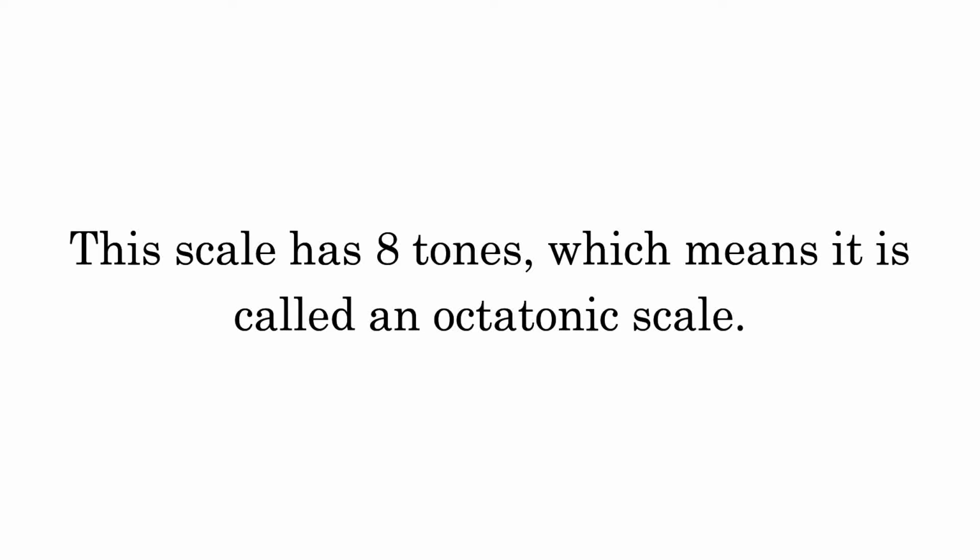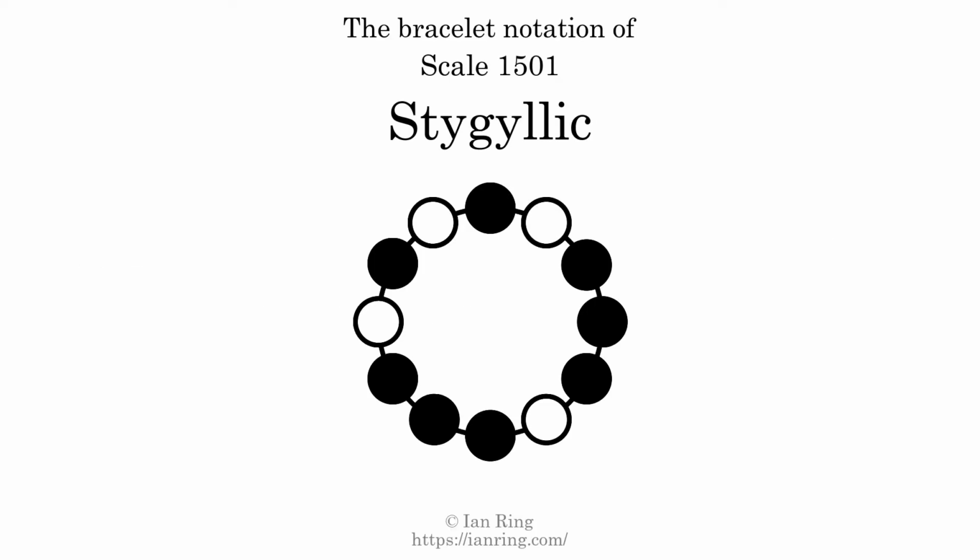This scale has 8 tones, which means it is called an octatonic scale. This is a bracelet notation diagram of scale 1501. The shaded circles represent tones that appear in the scale, and they are read clockwise, starting at the top.